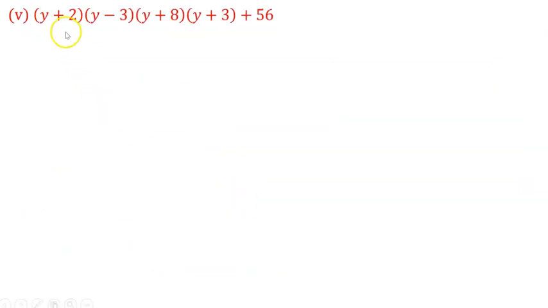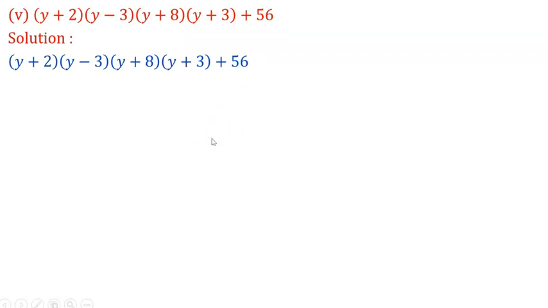Now next, (y + 2)(y - 3)(y + 8)(y + 3) + 56. Here again we want to select the two brackets such that their product will have the common terms. Again by using the trial and error method, we'll take (y + 2)(y + 3) first and the next (y - 3)(y + 8).